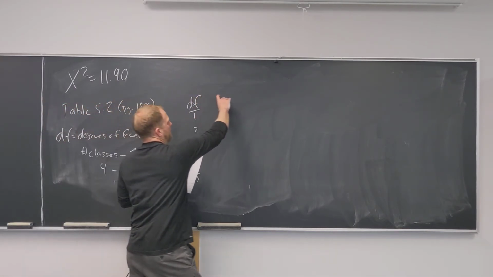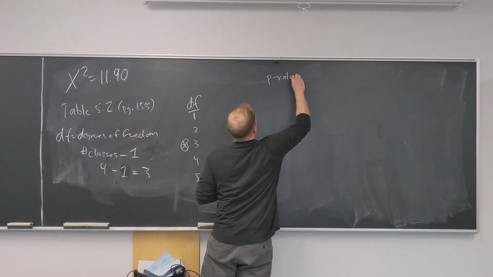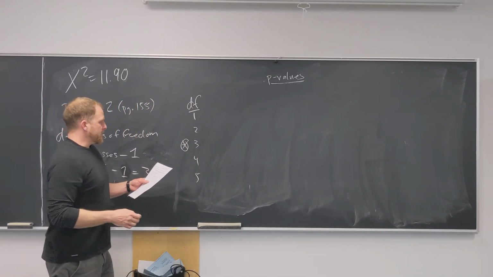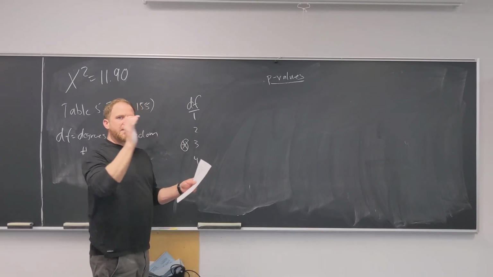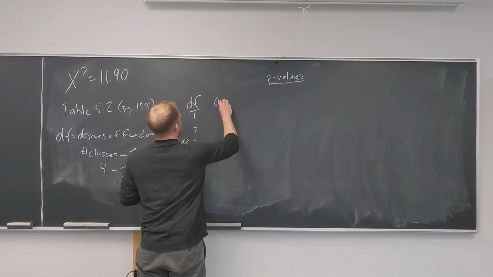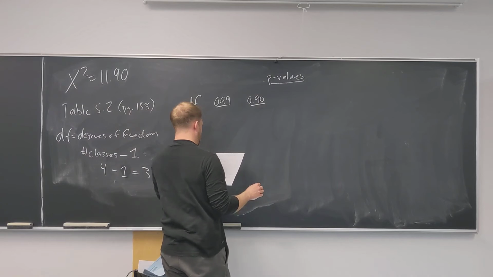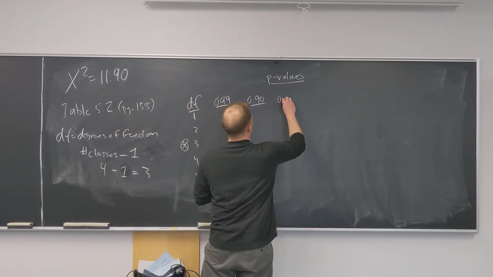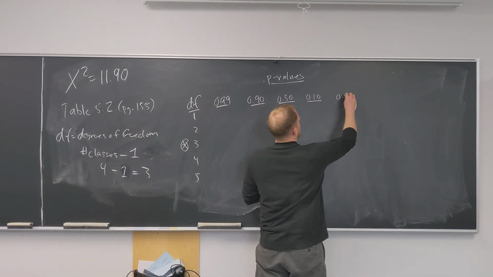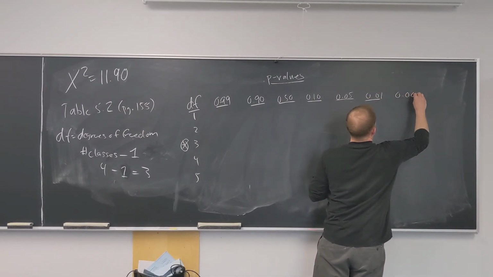Now on this top row, they list out the p-values. This is where we're actually going to get our p-value out of this thing. They don't list a whole continuum, but they have some different thresholds here. So 0.99, 0.90, 0.50, 0.10. Then the color changes. We get to 0.05, 0.01, and 0.001.